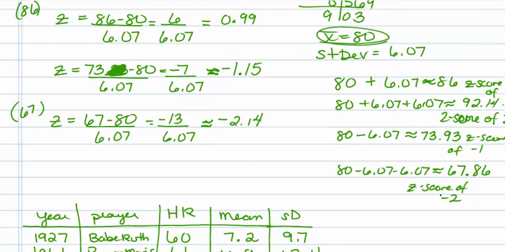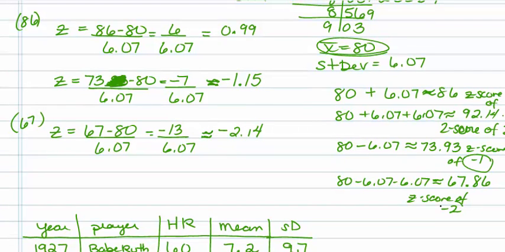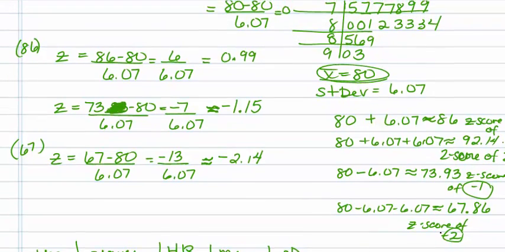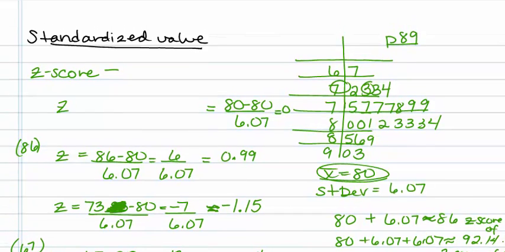If your z-score is 1, then you're 1 whole standard deviation away from the mean. If you're positive, you're going higher, and if you're a negative z-score, you're going lower by standard deviations. The formula to calculate a z-score is z equals the value you're using minus the mean, divided by the standard deviation.